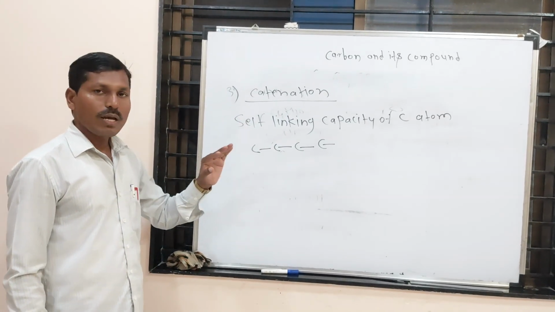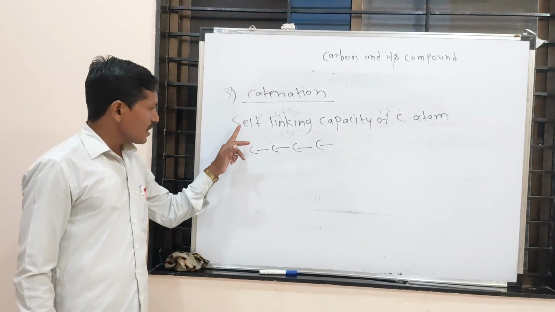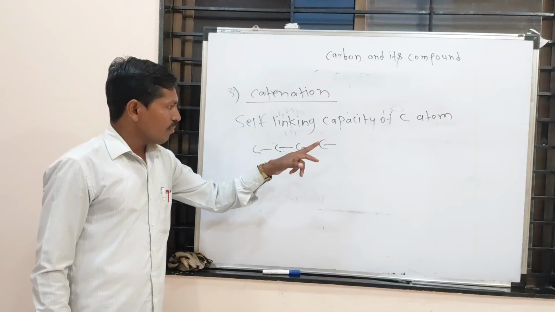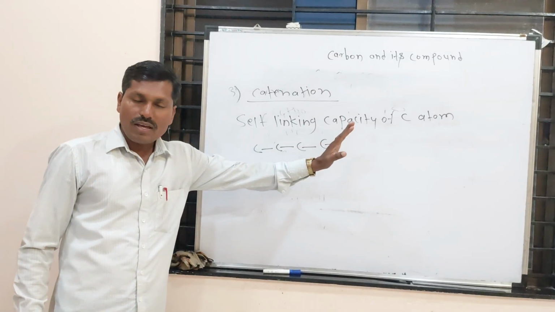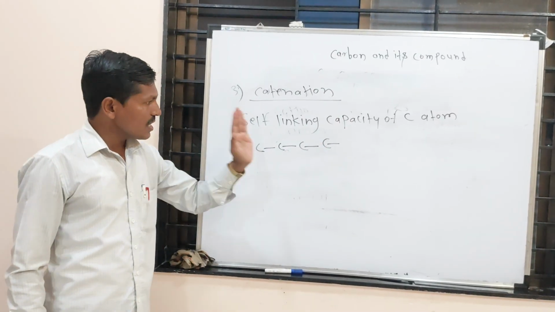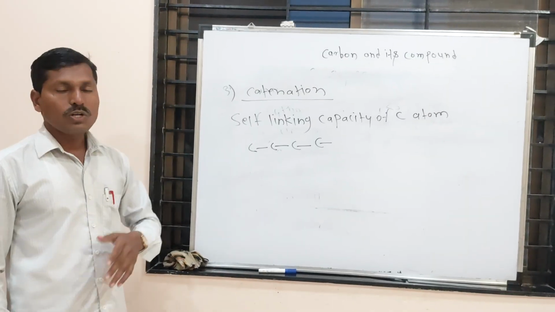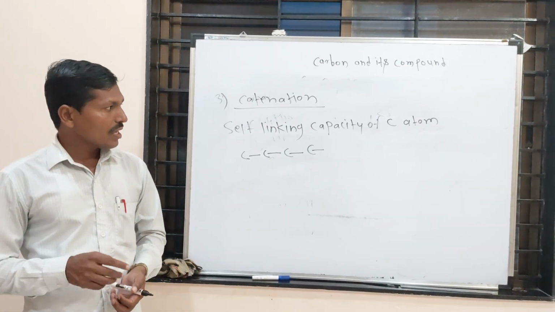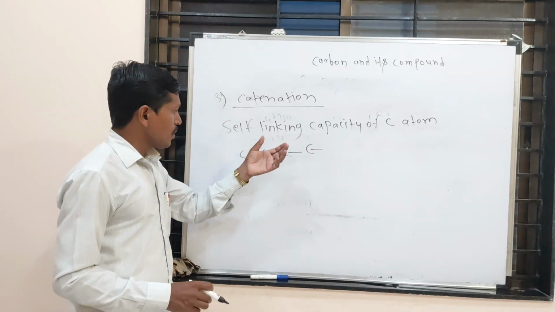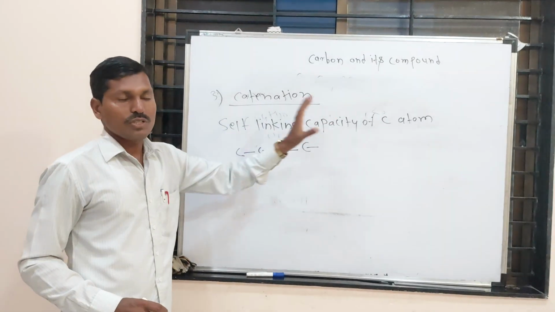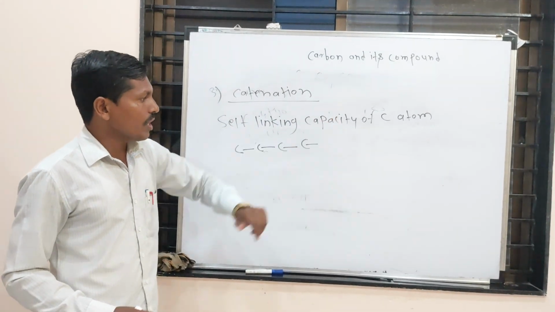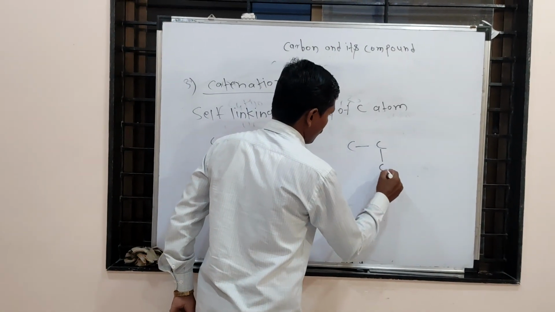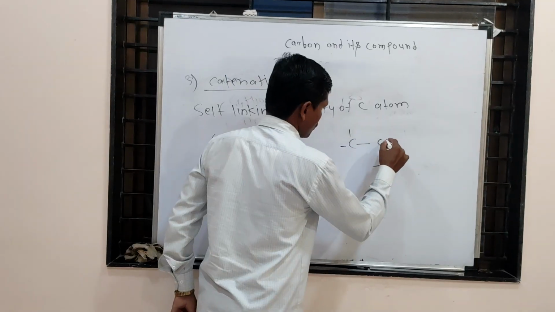So in this catenation, what happened exactly? It is the capacity of the carbon atom where self linkage takes place. So that is called catenation. So as I told you, that is tetravalency, isomerism, catenation. Now you see, because of this catenation, there is formation of a long chain or a straight chain. Remember that. There is formation of a branched chain also. For example, you see, there is formation of a branched chain also.